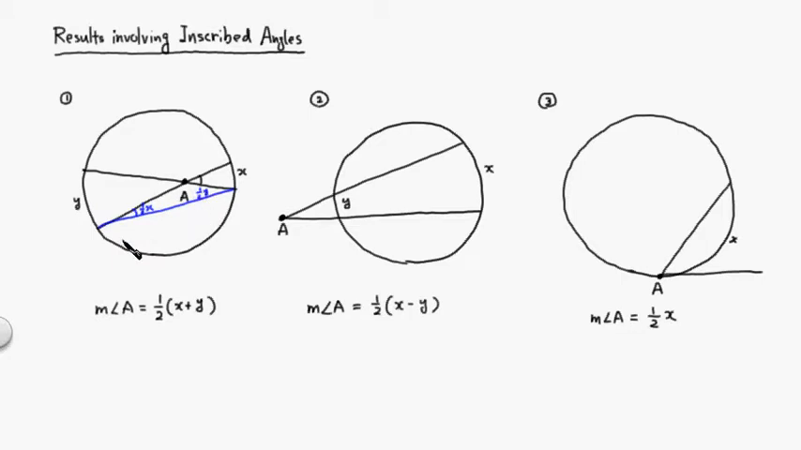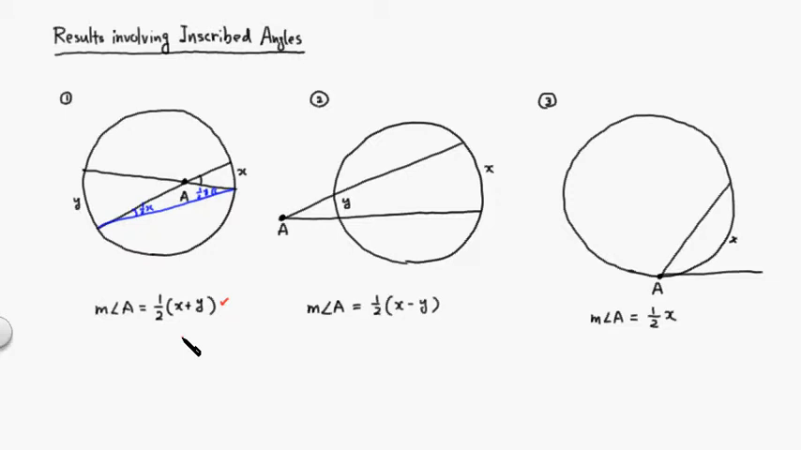Then here, this is the exterior angle of this triangle. So the measure of the exterior angle, which is what we're looking for, is the sum of the measures of the opposite interior angles. We know that one of them is 1/2 x and the other one is 1/2 y. So that will give you the equation we wanted. So that proves the first one.